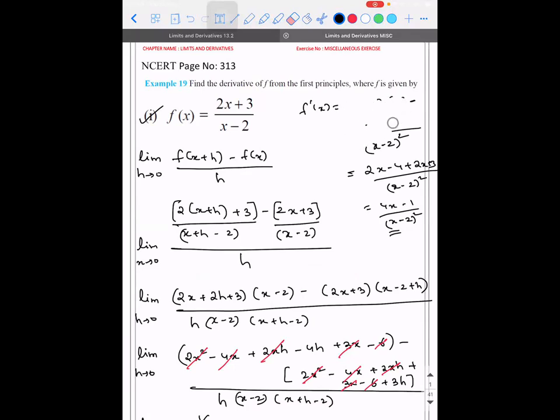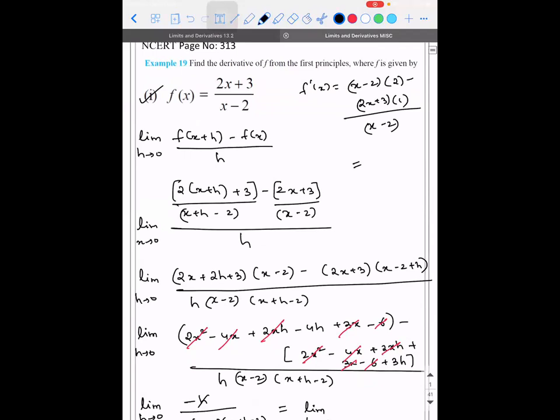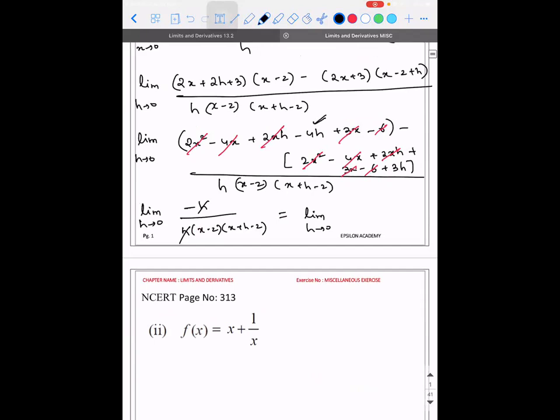Wait. Guys, are you there? Yes, sir. So f dash of x is x minus 2 into 2 minus of 2x plus 3 into 1, the whole divided by x minus 2. Yes, it's right. So 2x minus 4 minus 2x minus 3 by x minus 2 the whole square. This is minus 7 by x minus 2 the whole square. Yes, I got it. See, it is minus 4h here and minus 3h. It is minus 7h here.